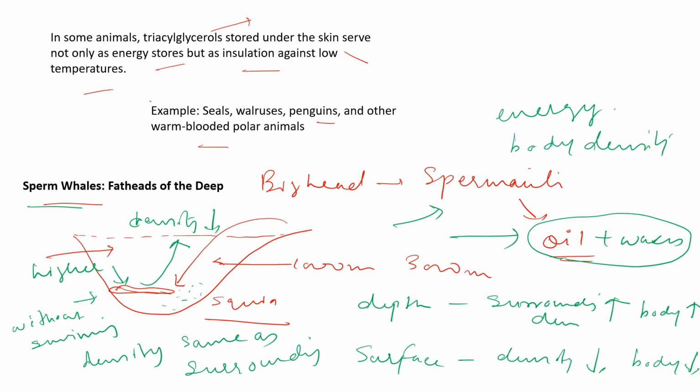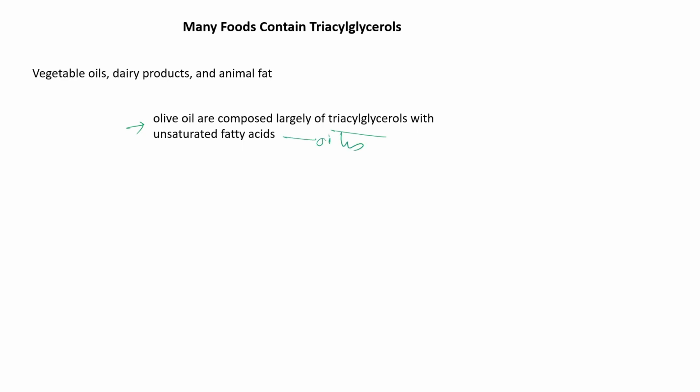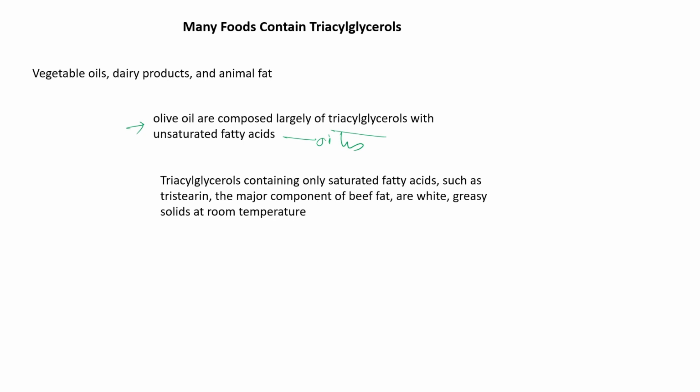One function of these fats is that they provide energy. Another function, which we studied earlier, is maintaining body temperature. And the third function is that they also help to maintain body density. Now, many foods contain triglycerides, for example vegetable oils, dairy products, and animal fats. Olive oil consists largely of triglycerols with unsaturated fatty acids, and these are oils at room temperature, compared to tristearin, which is a major component of beef fat. So it is a fat, or of waxy nature, at room temperature.